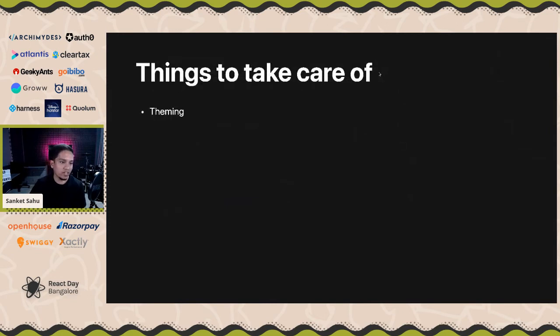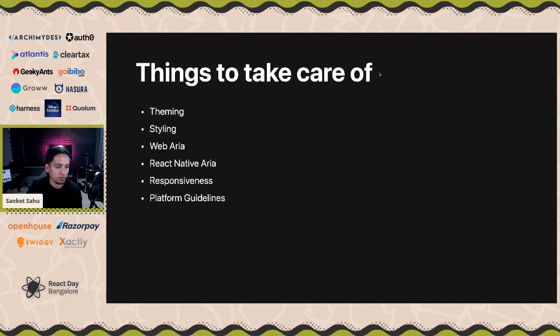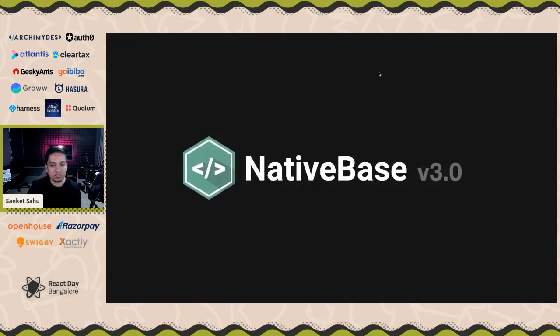So on a high level, we have to take care of a bunch of things when we are building components, not just those 5 things, like theming, styling, web ARIA, React Native ARIA. Have to make it responsive. We have to take care of platform guidelines, design system, and web and mobile support, performance, and whatnot. So we have invested a lot of time into all these different aspects of building components or component library, and we are clubbing all those things and shipping it in the next version of native base.